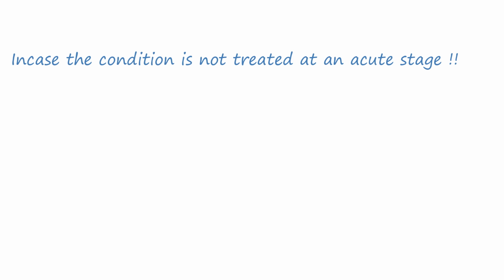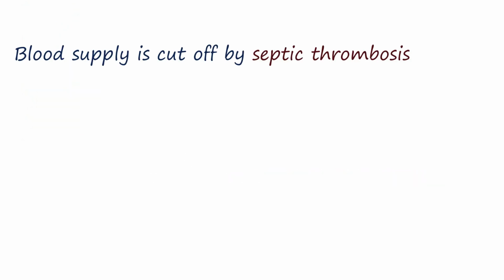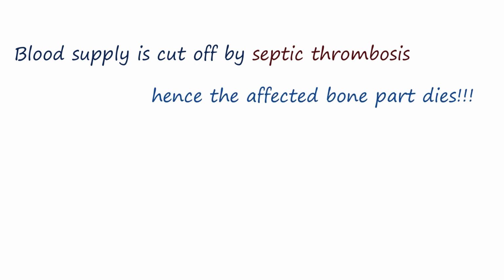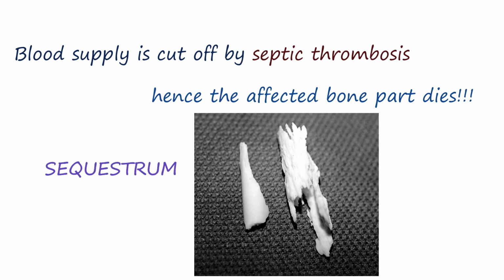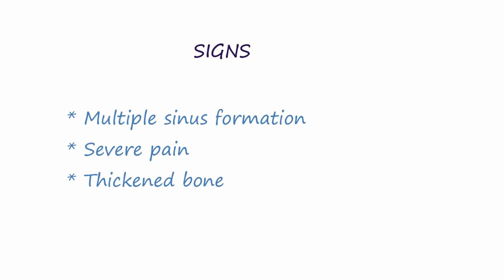with redness. In case the condition is not treated at an acute stage, it will complicate into chronic osteomyelitis, where the pus that was formed during the acute stage finds its way to the bone surface, forming a subperiosteal abscess. Blood supply is cut off by septic thrombosis, hence the affected bone part dies and separates from the main bone, forming a sequestrum. A new bone lays down. This is called the involucrum. The patient will experience multiple sinus formation over the affected body part, severe pain, and a thickened bone.